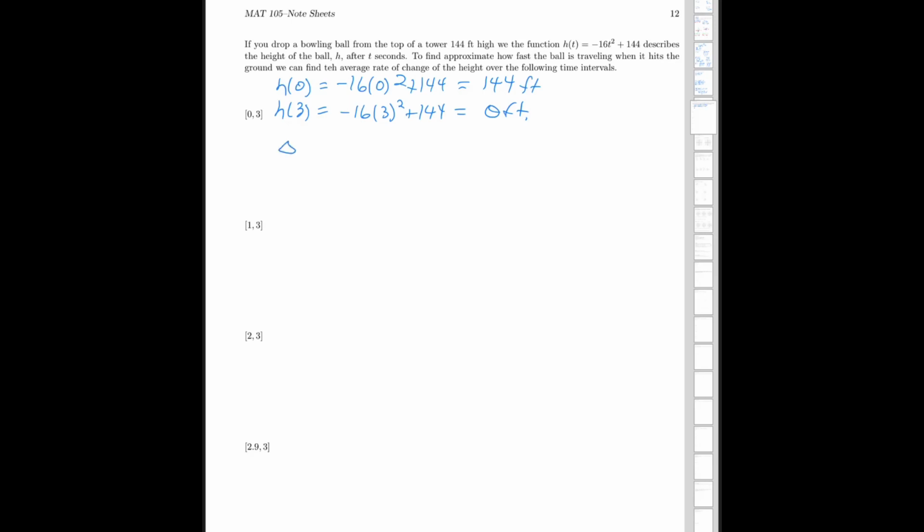So now we can use our average rate of change function to find the average rate of change. So this would be change in y values. So y values at time 3 we're at 0 feet. At time 0 we're at 144 feet. So 0 minus 144 over 3 minus 0. And if we do that calculation, we get negative 48 feet per second.